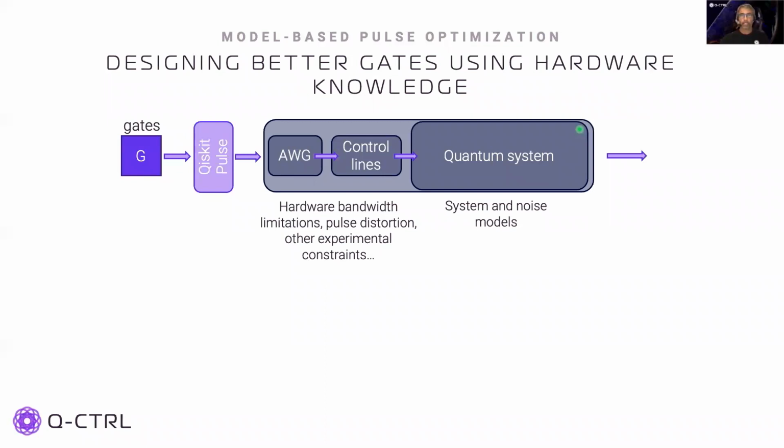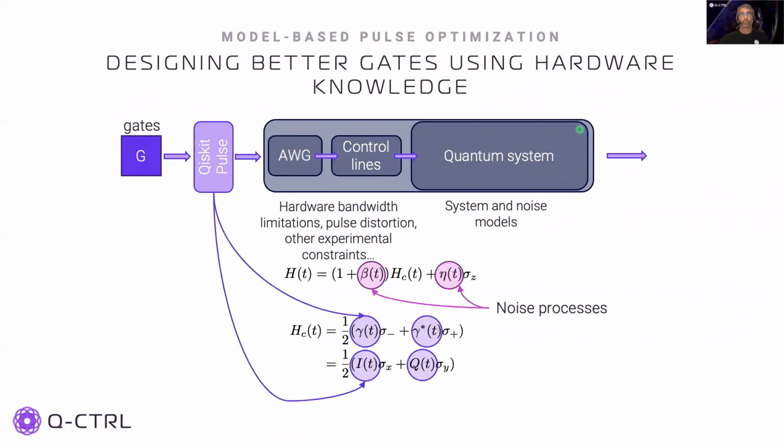However, in this case, we can do a pretty good job using a basic model for the system. For example, here we'll just assume that we know the form of the Hamiltonian that performs the gate, given by this HC term in this expression. To design better gates, we also need to know what we are fighting against.